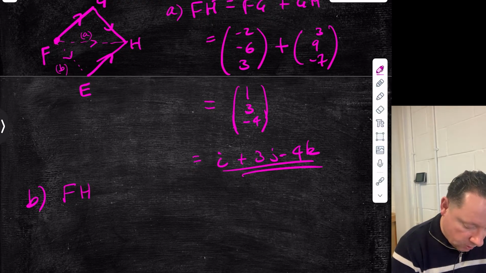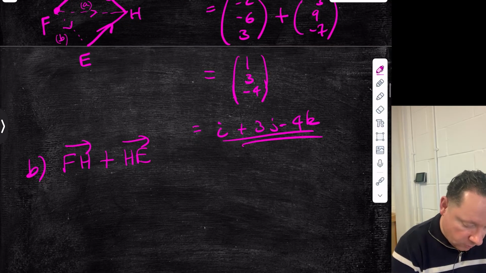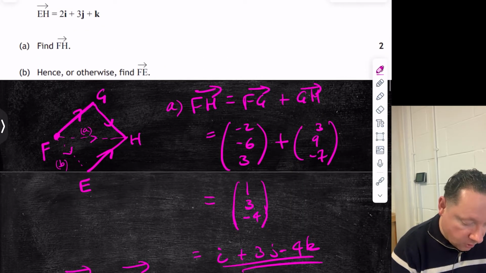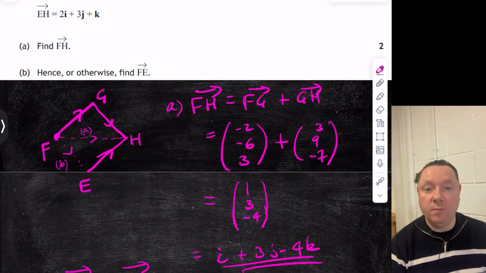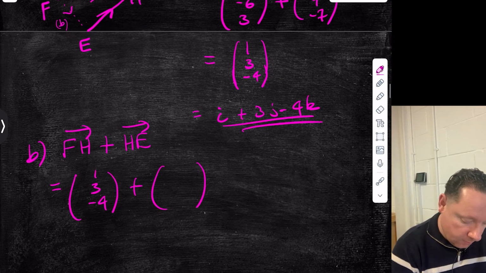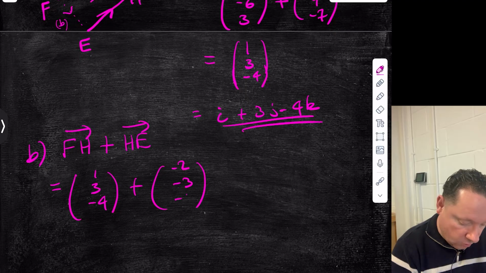F to h plus h to e. Well, we know f to h, we just did it: 1, 3, minus 4. Plus h to e, well, it tells us e to h, so h to e is just the minus of that. So it's minus 2, minus 3, minus 1.